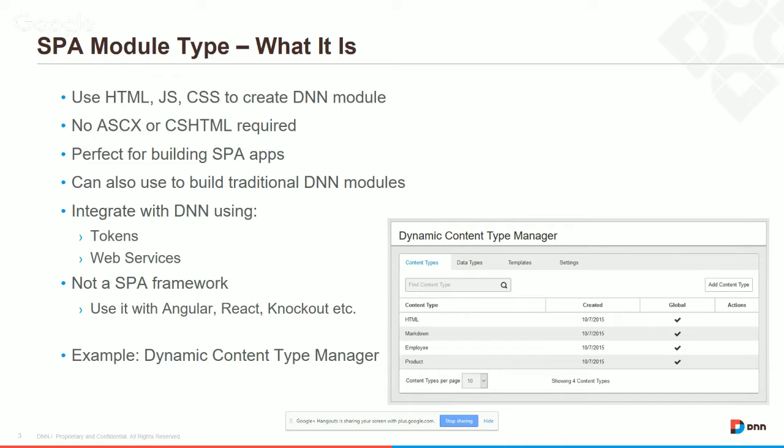One thing to keep in mind, though, SPA module types, or what we call a SPA module framework in DNN, is not a single page application framework. In other words, we don't do all of the things that Angular does or React does or Knockout. We're not trying to duplicate those frameworks. What we're trying to accomplish is to make it possible and easy, if you want to use those frameworks, to actually incorporate them and build a module sort of in the Angular way or the React way or the Knockout way. So it's about tearing down some barriers. It's not about building up a whole new type of way to build SPA modules.